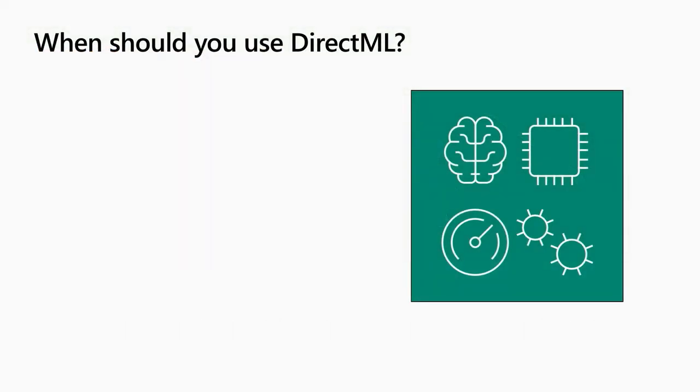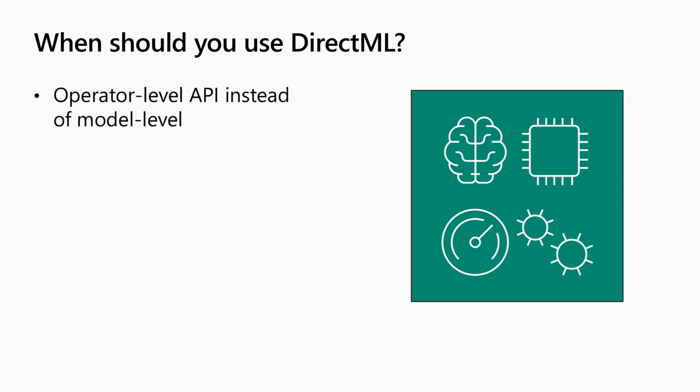So, you might be asking yourself, when should I use DirectML? For most scenarios, we think Windows ML will be a great fit for your app's needs. But there are some cases where you should consider using DirectML. DirectML is great if you're wanting access to an operator-level API instead of the Windows ML model-centric API. Plus, with DirectML, the set of operators supported aligns with the ONNX 1.3 standard and will continue to evolve with the standard and your needs.